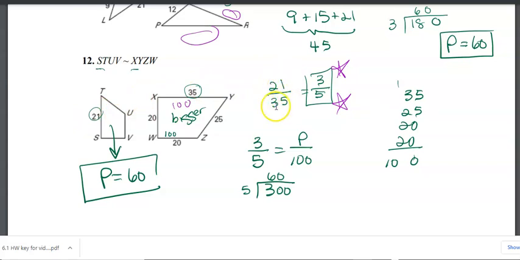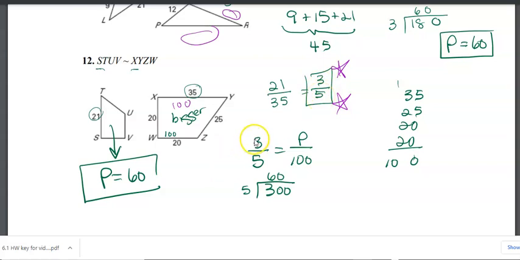This is a big number. To get the scale factor, I'm going to reduce it to simplest terms. I'm looking at 21 and 35, and I'm saying 7 goes in both of these numbers evenly. 21 divided by 7 is 3. 35 divided by 7 is 5. 3/5 is my scale factor.